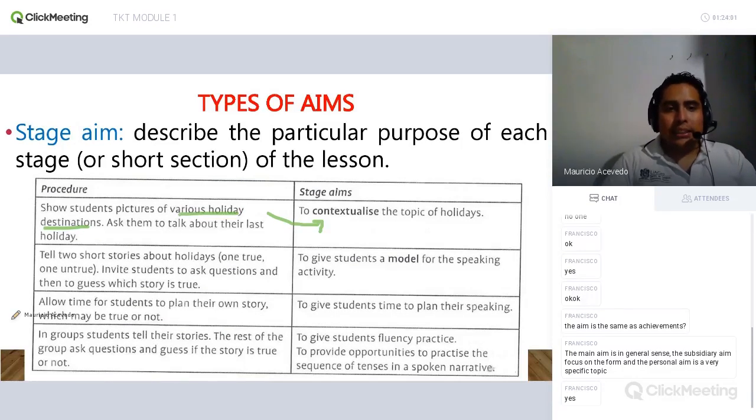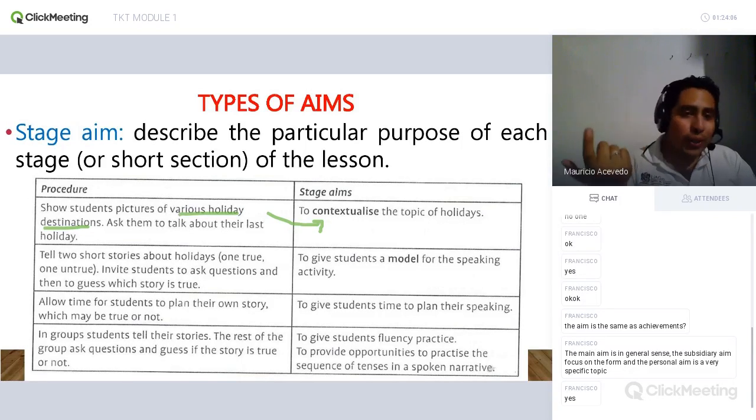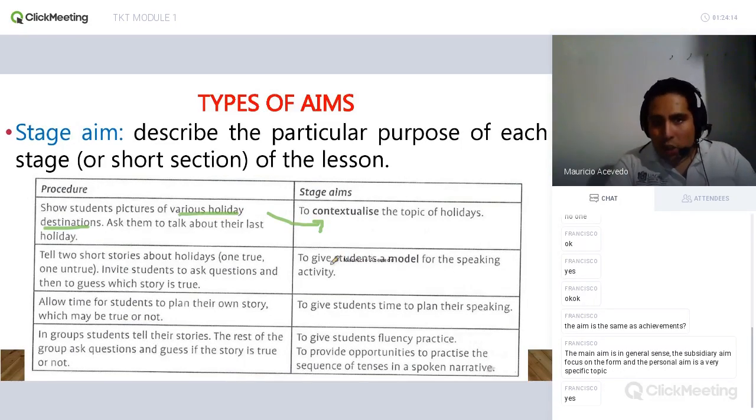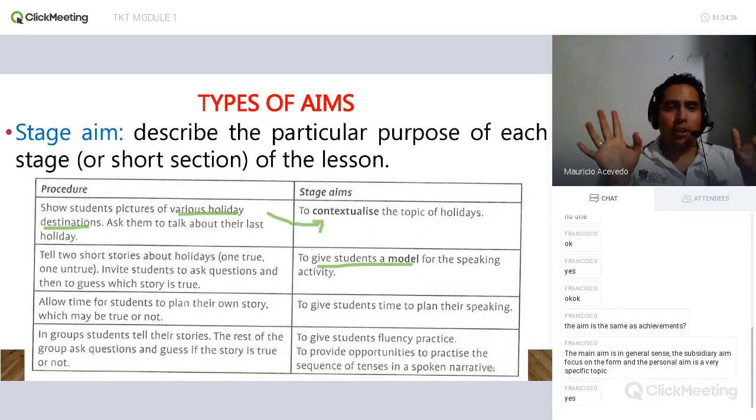Next activity: tell two short stories about holidays, one true and one untrue. Invite students to ask questions and then to guess which story is true. So you are providing them with two stories. Your objective, your aim for this activity is to give students a model for the speaking activity. Okay, so you just want to show them a sample, a model, one piece of work that they can use for their activity.